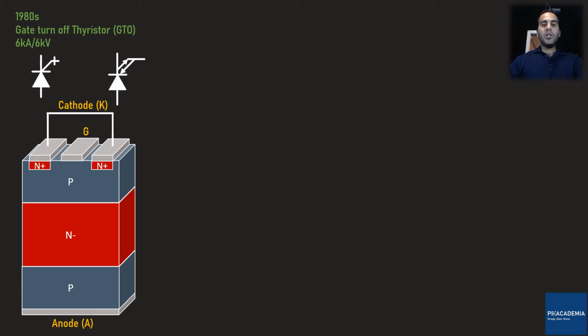By carefully looking at this structure, you'll soon notice that it is very similar to the thyristor structure, and the main difference is in the concentration of dopants in each semiconductor layer.